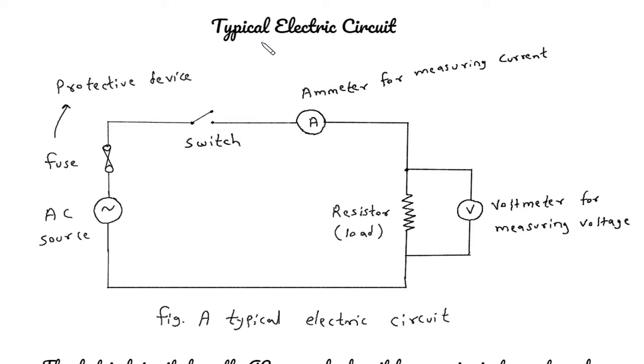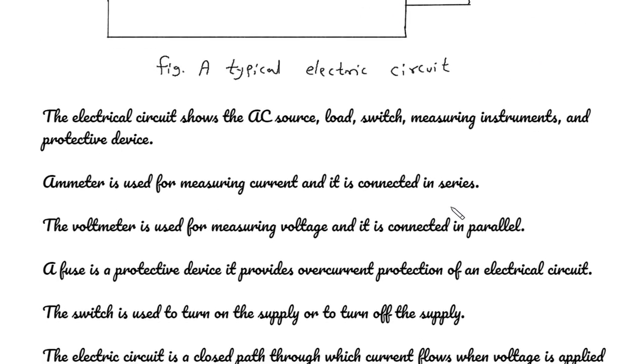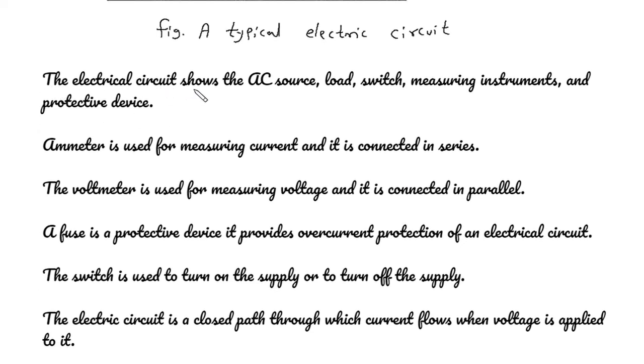A typical electric circuit. Here we can see this is a typical electric circuit. It has one AC source, one protective device which is a fuse, one switch, one ammeter for measuring current, one resistor as a load, and one voltmeter for measuring voltage. The electrical circuit shows the AC source, load, switch, measuring instruments, and protective device.